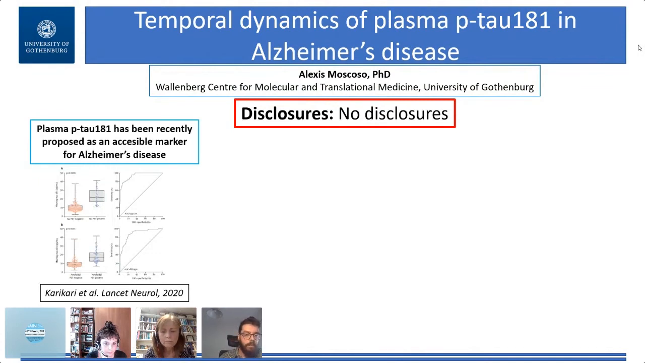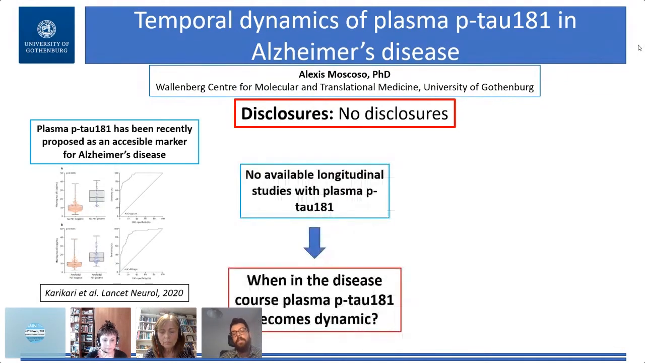affordable, and minimally invasive biomarker for Alzheimer's disease. Despite that several previous cross-sectional studies have consistently demonstrated that plasma phospho-tau is a good marker of both amyloid and tau pathology in Alzheimer's disease, we don't have yet longitudinal studies evaluating how plasma phospho-tau actually changes over time. We therefore don't know when in the disease course plasma phospho-tau becomes dynamic or becomes abnormal.